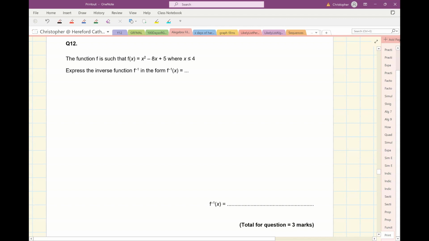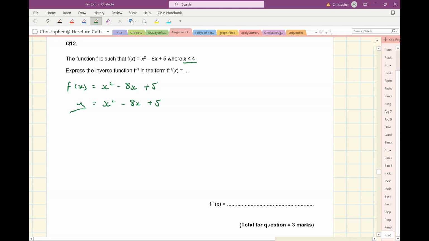Question 12. Right, I'm given a function here, and I'm told that x must be less than or equal to 4. And I'm asked to find the inverse function. So here's my function. And again, I see it's quadratic, so I know that I'm going to need to complete the square. First of all, I'm going to write y equals my function. And now I'm going to make x the subject of this here.